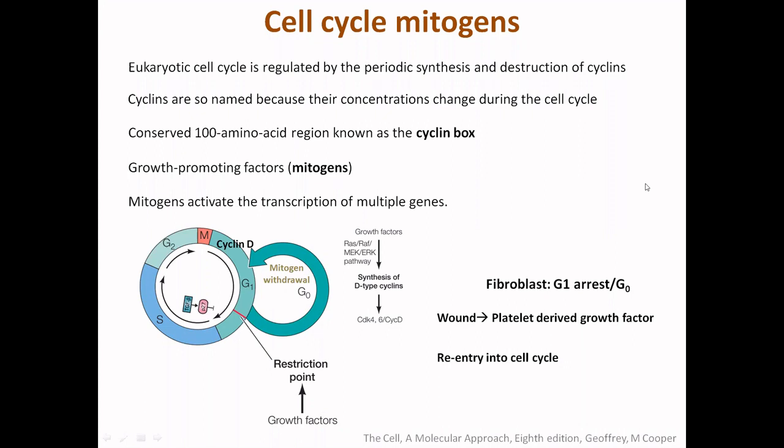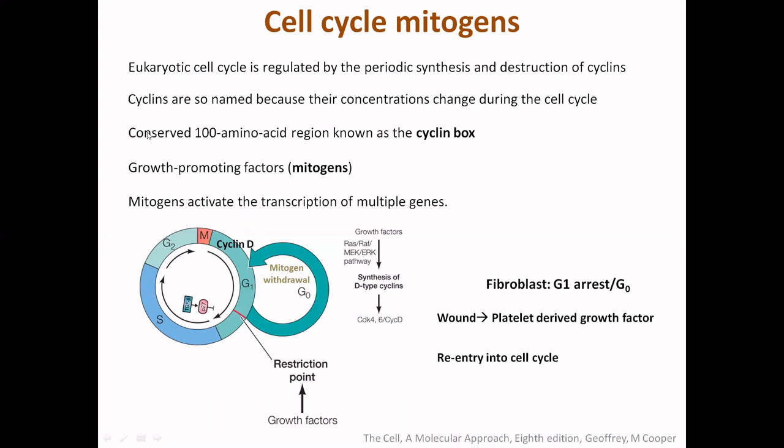The eukaryotic cell cycle is regulated by periodic synthesis and destruction of the cyclins. So the cyclin is the heart of the cell cycle that regulates it. The terminology is self-explanatory: its concentration changes during the cell cycle. We have various types of cyclins like cyclin A, B, D, E, and in the various phases of the cell cycle, their concentration increases, then decreases based on synthesis and degradation.